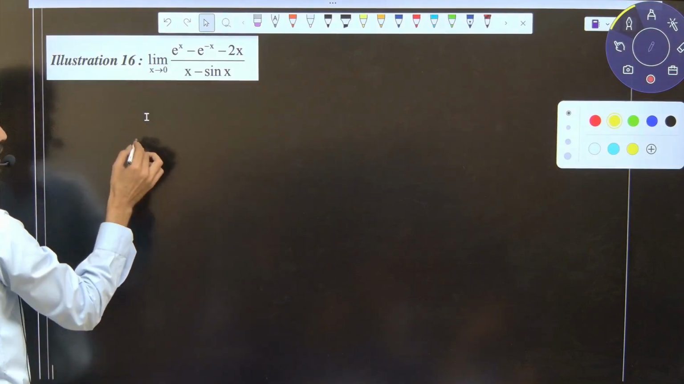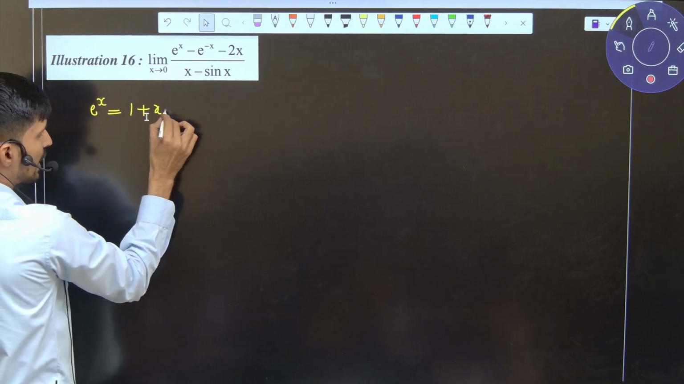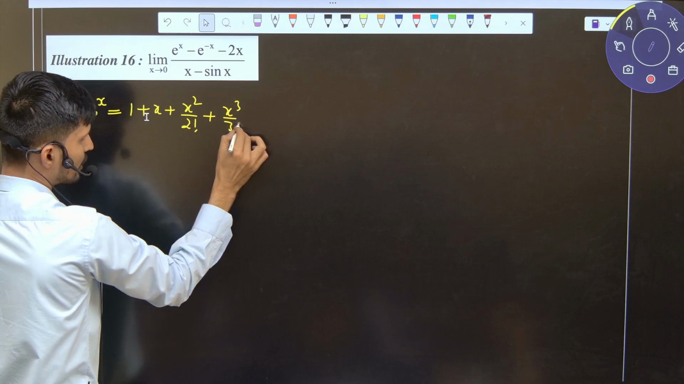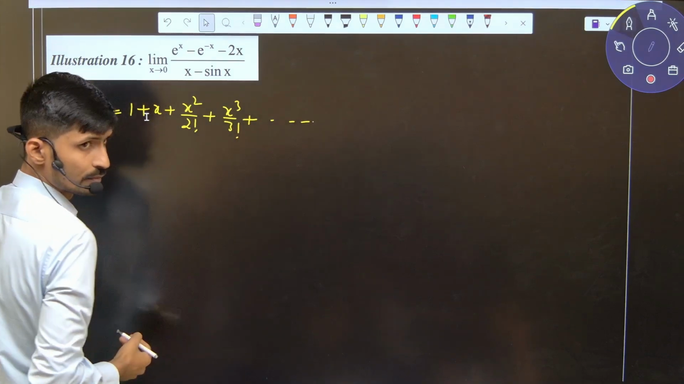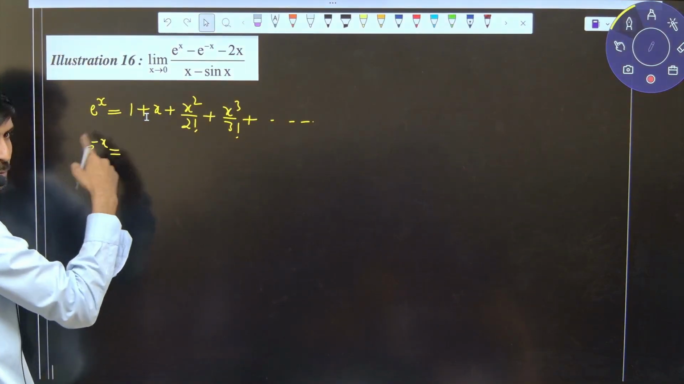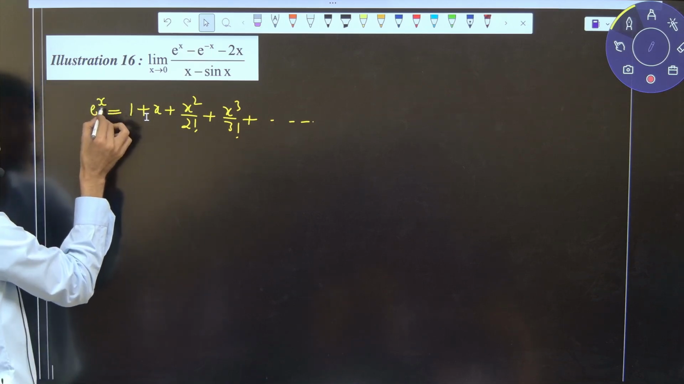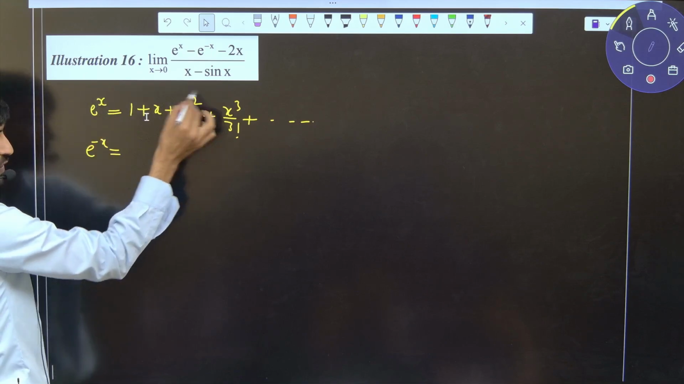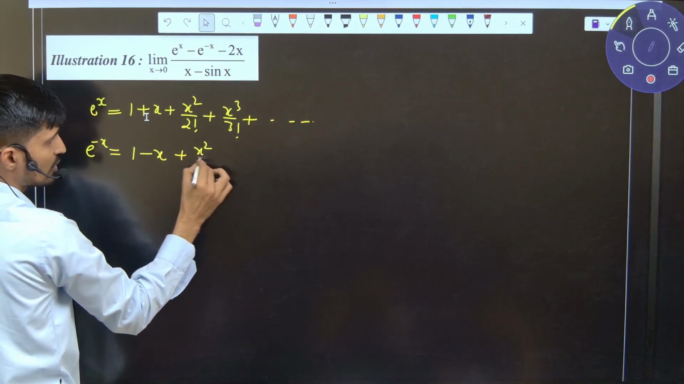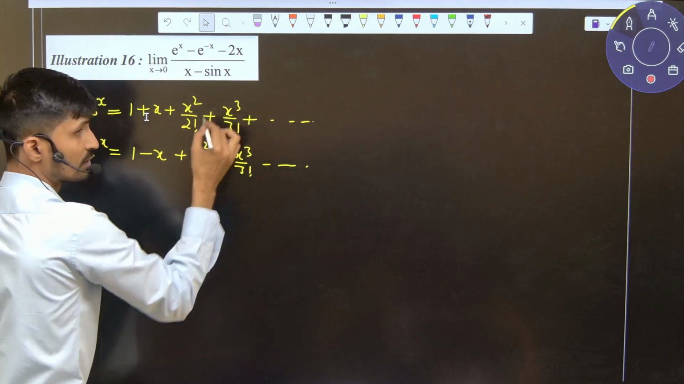Now I am going to write the e raised to x expansion. See, e raised to x is 1 plus x plus x square by 2 factorial plus x cube by 3 factorial and so on. Now, how will you find e raised to minus x? At the place of x, put minus x on both sides. So that will become 1 minus x plus x square by 2 factorial minus x cube by 3 factorial and so on.